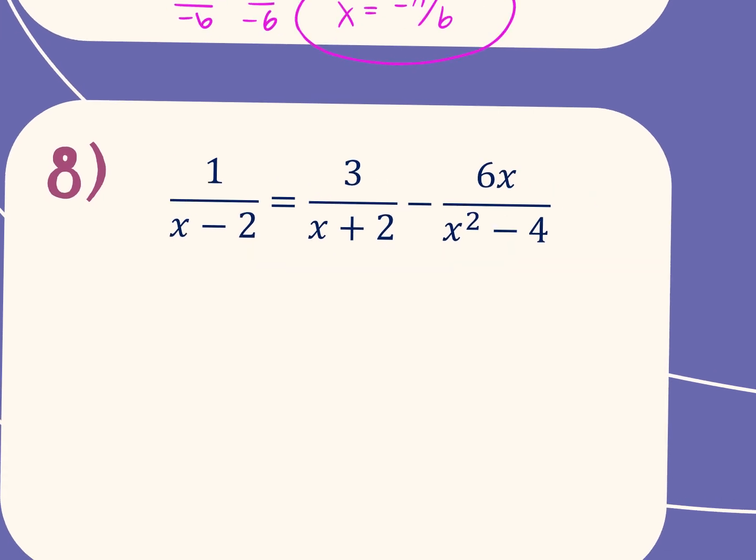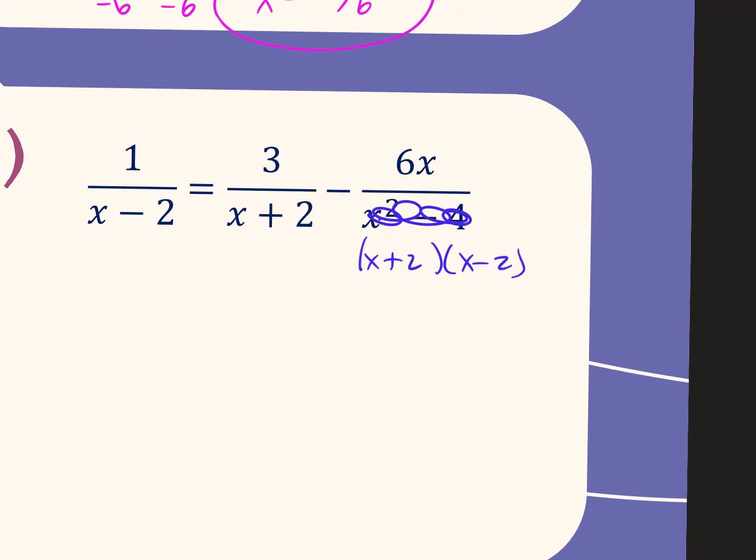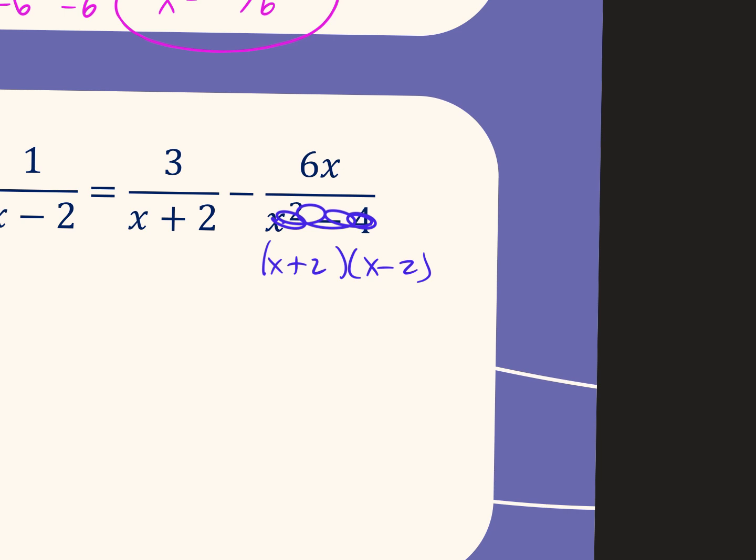Here's another one. What should we do first before we even start trying to get a common denominator? X squared. Yep. What should I do with x squared minus 4? Perfect. Difference of perfect squares. Good. That might make things a little easier for you guys to look at. What's a common denominator going to be between x minus 2, x plus 2, and x minus 2, x plus 2? X minus 2, x plus 2, doesn't matter which order you do it in.